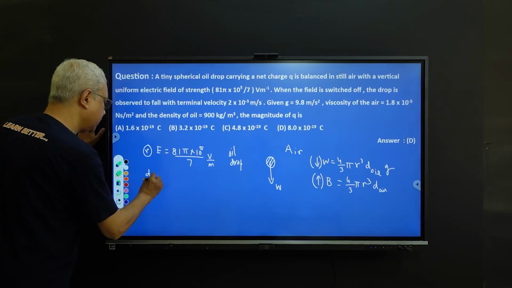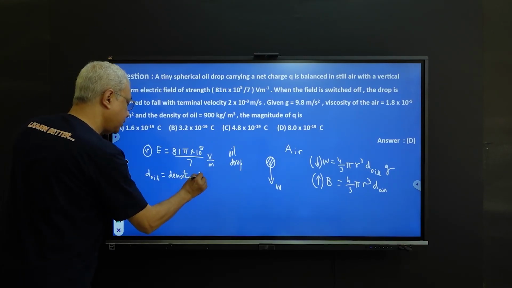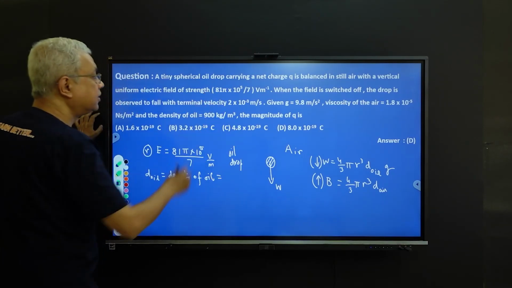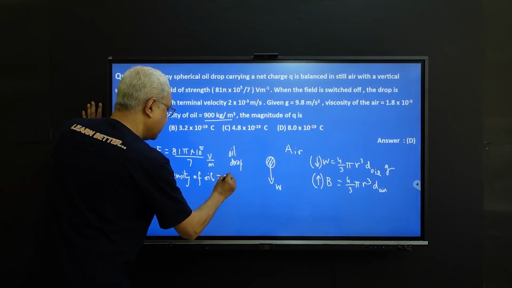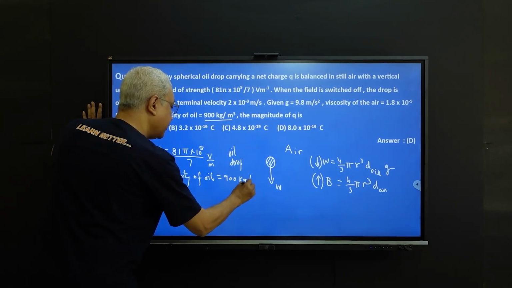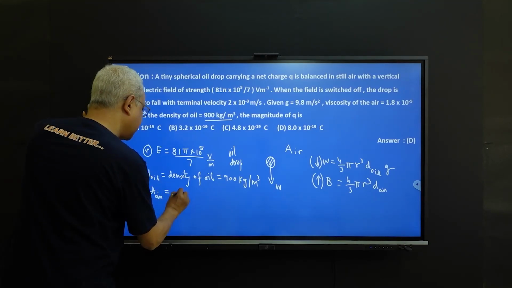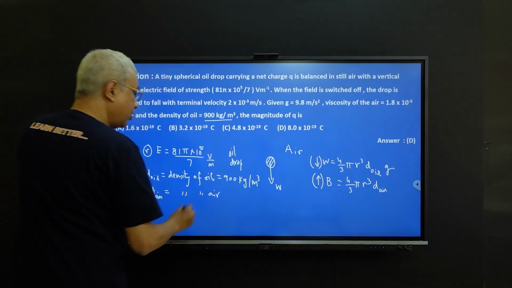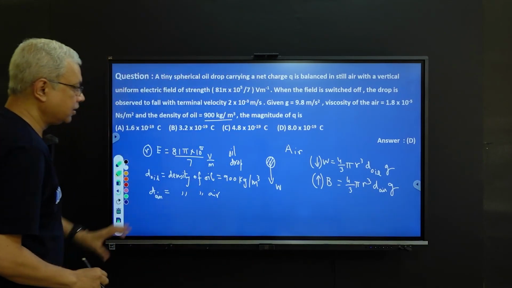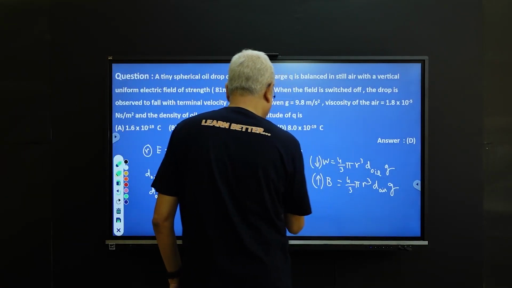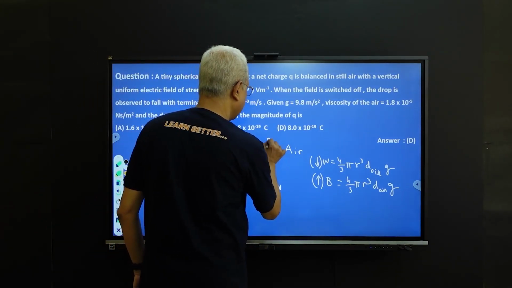d oil is the density of oil, which is given as 900 kg per meter cube, and d air is the density of air, multiplied by g. That is the buoyant force. Now, the buoyant force is acting on the oil drop in the upward direction.